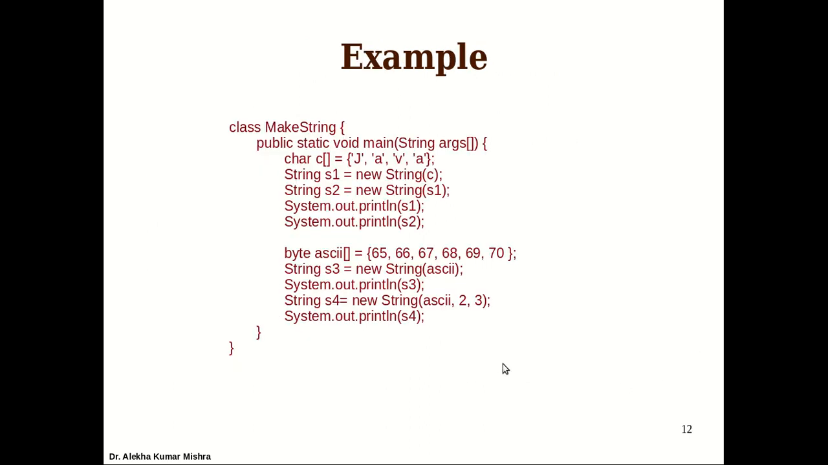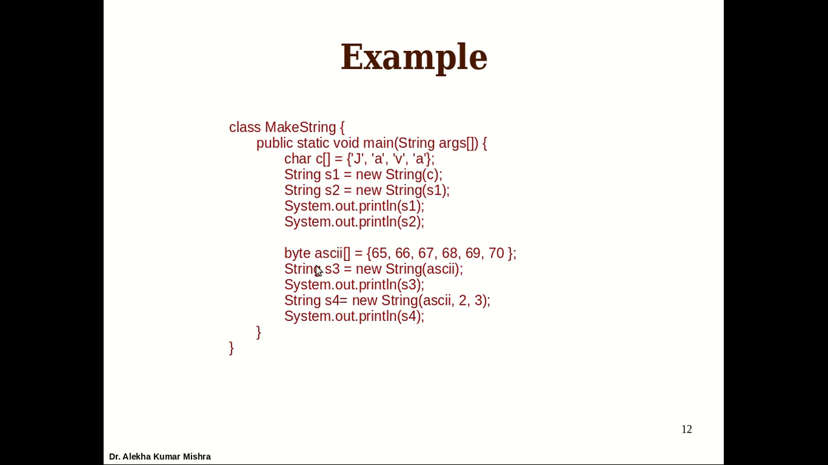Here is an example. We have an array of characters, J, A, V, A, four characters. We create a string s1 equal to new String(c), and we pass this entire character array as an argument. So the new string will be a string with the characters Java. Then string s2 equal to new String(s1), the copy constructor. The already existing string object s1 is there, and we create a copy of it, s2. We print both of them.